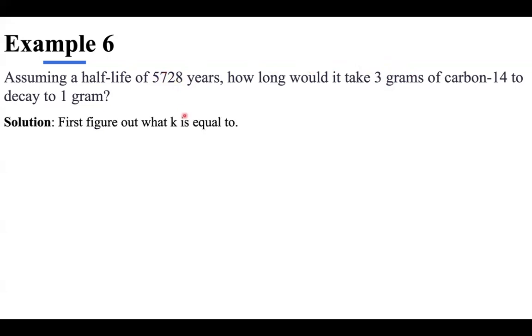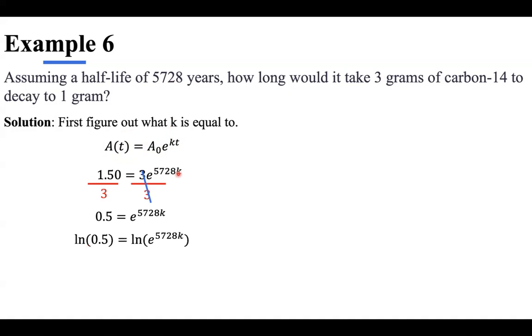So let's use that to figure out what the k value is. A0 is 3, A of t would be 1.5, and t is the half-life here, which is 5,728. k, the constant, we don't know. Divide both sides by 3, and you get 0.5 equals e to the 5,728k. Take the natural log.